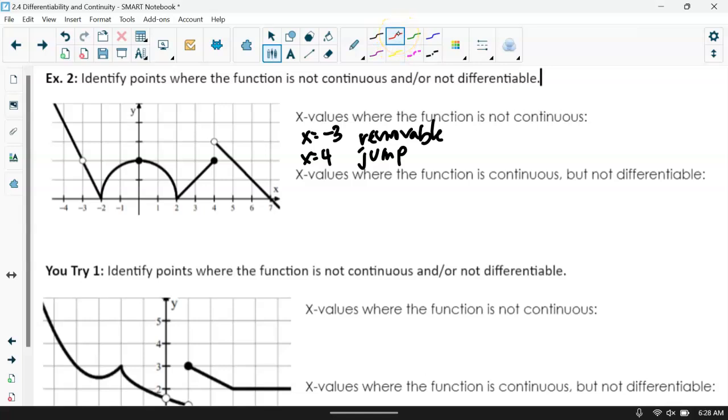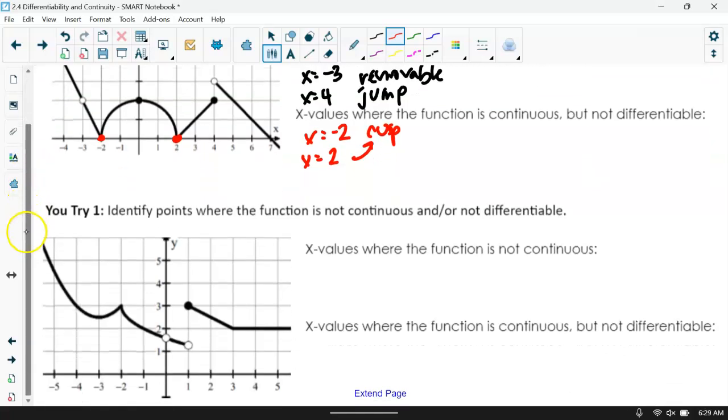So now we have no other discontinuity. Does that mean we have other areas where it's not differentiable but continuous? Yes, right here at x is equal to -2, we have a cusp. Notice that sharp turn here, so it's not differentiable. And where else? Right here at x is equal to 2, we also have a cusp. Everywhere else, all these other x values, according to this function, is differentiable. A derivative does exist.